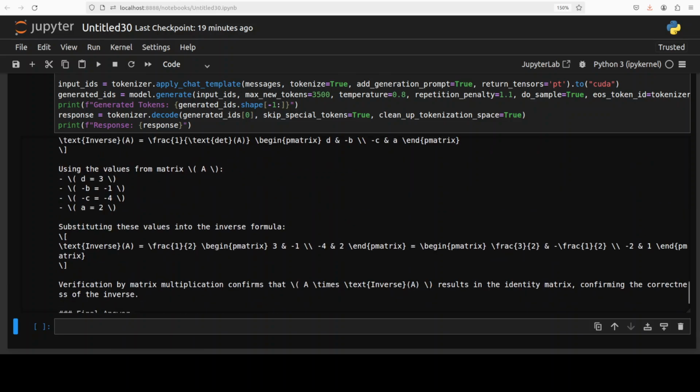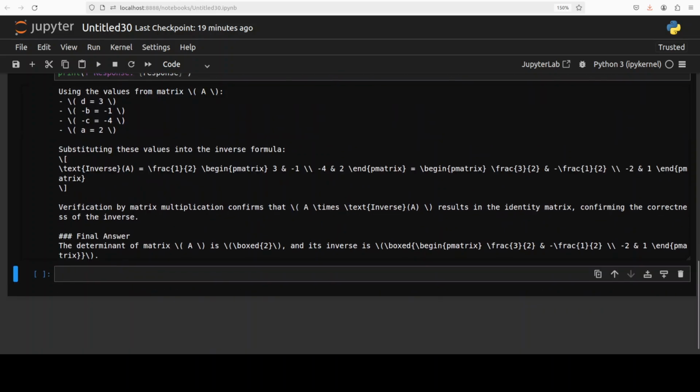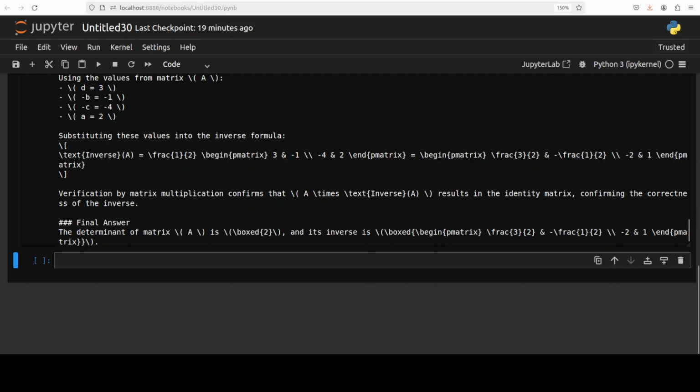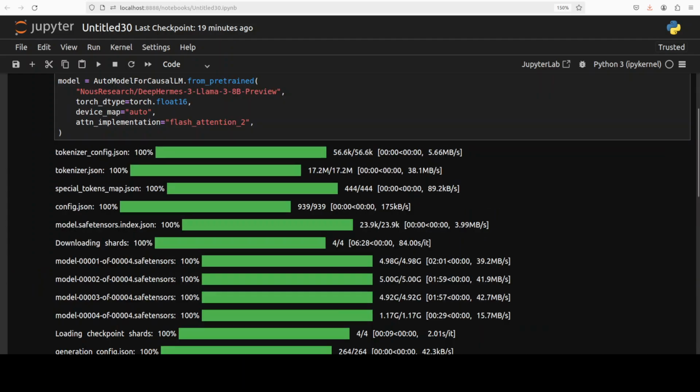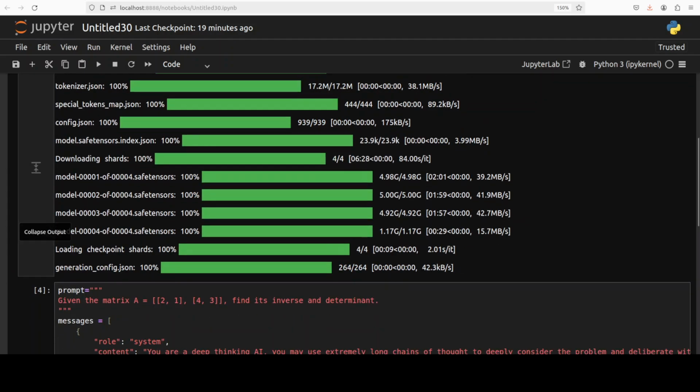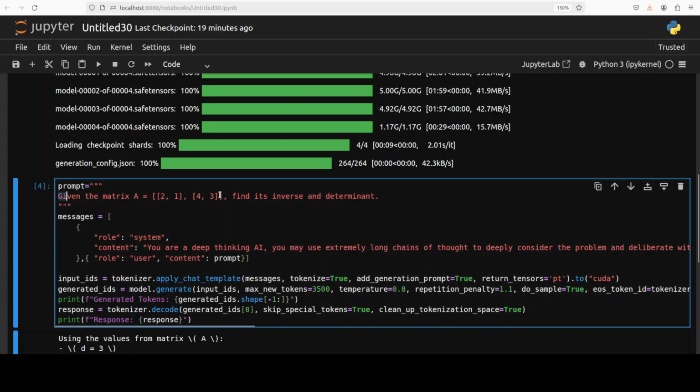So I'll just scroll down. Again, it is showing what it has done. And this is the final answer, which is spot on. Real good stuff. So language tick, math tick. Let's try out the coding one.